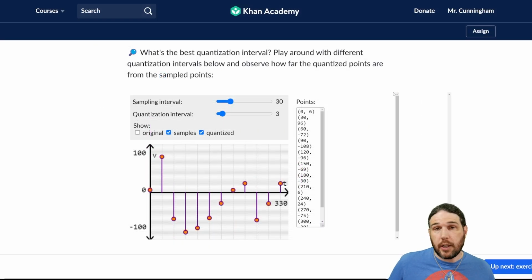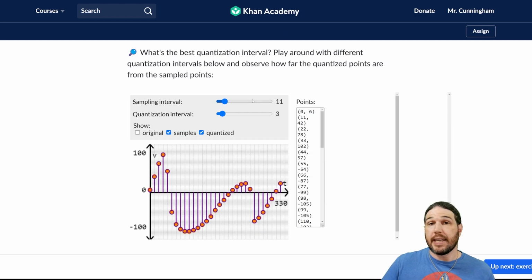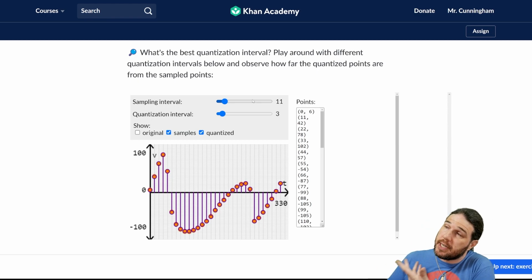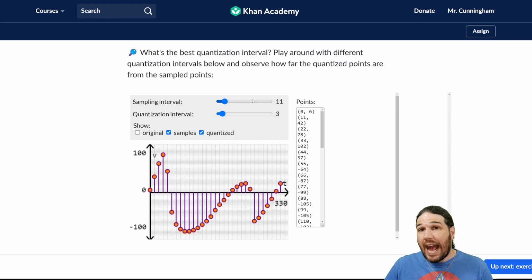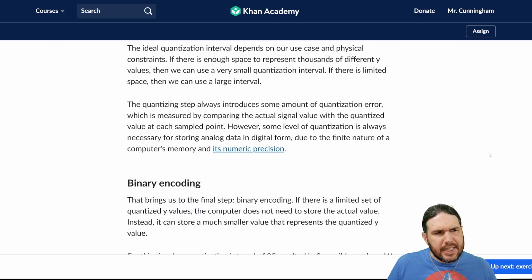So remember, if you want your sound to be more lifelike, more realistic, you want to decrease both the sampling interval to get more points and the quantization interval to make sure that those points are as accurate as possible. Of course, doing this takes up more data, which is why high quality sound and video takes up so much more space on your hard drive than something a little bit lower quality. The ideal quantization interval depends on our use case and physical constraints. If there is enough space to represent thousands of different y values, then we can use a very small quantization interval. If there is limited space, we can use a larger interval.